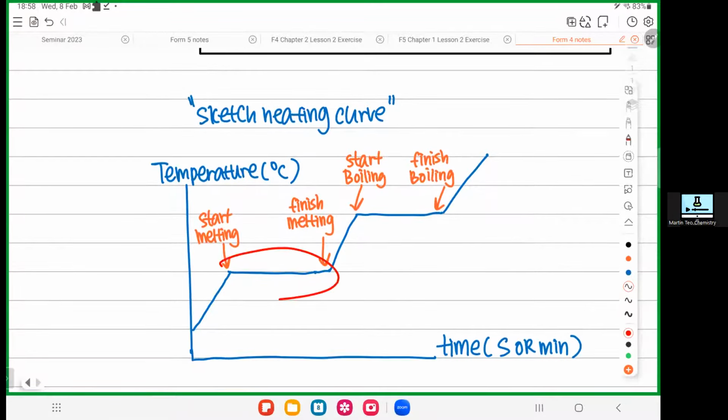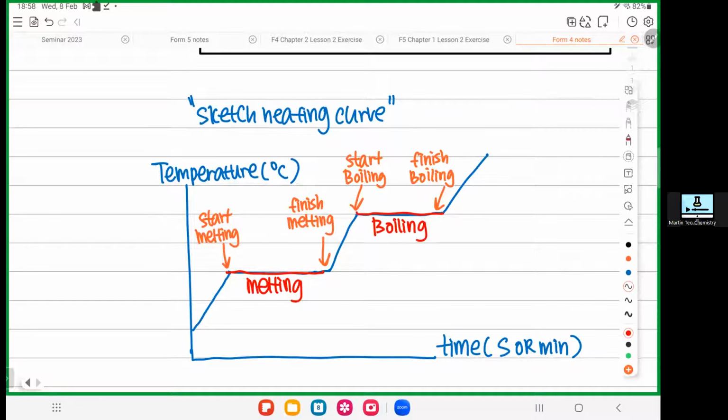So this horizontal line, what happened? Remember, when you heat the substance, all these horizontal lines are where they change state. When you heat the substance, what happened first? Melting. So on this horizontal line, the melting process takes place. On this horizontal line, what takes place? Boiling.